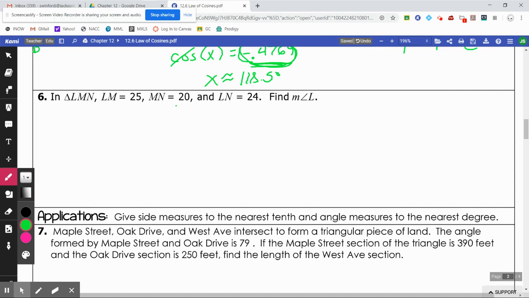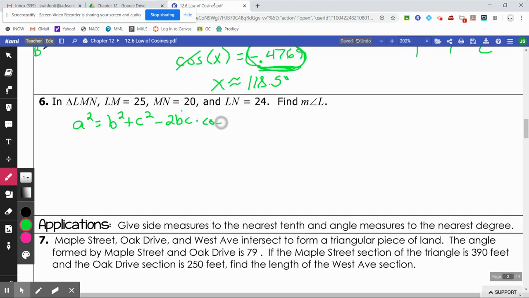In triangle LMN, LM is 25, MN is 20, LN, and we got problems already. We don't have A's, B's, and C's. It doesn't matter because let me show you something. A squared equals B squared plus C squared minus 2BC times the cosine of A. And that's one of the only three formulas we have. So what are we ever going to do? Well, instead of finding the measure of angle L, since this is our formula, we'll let this L be A.